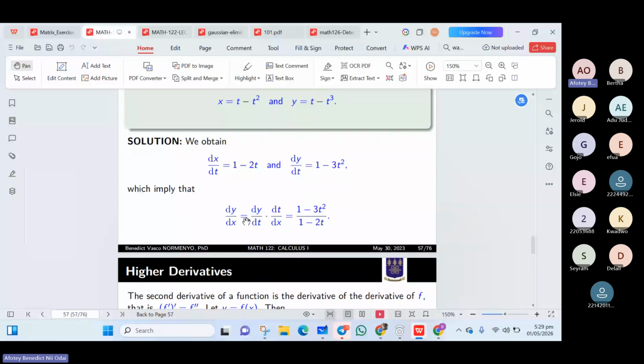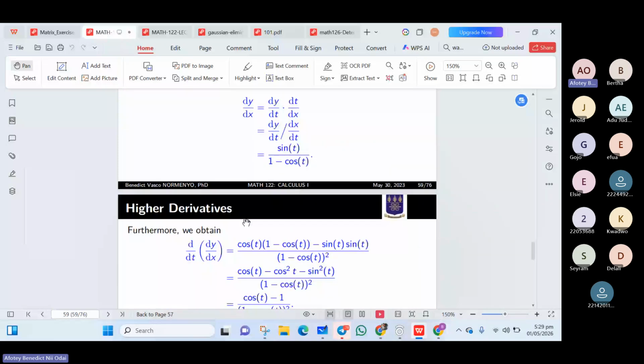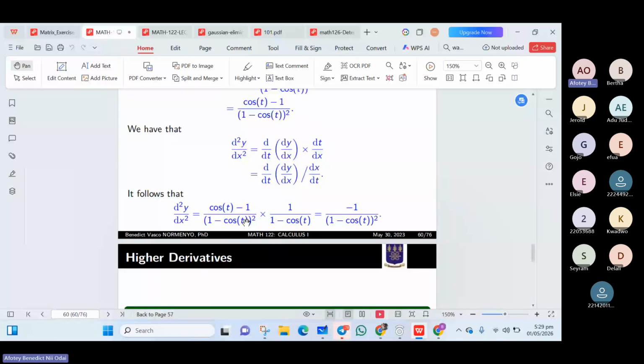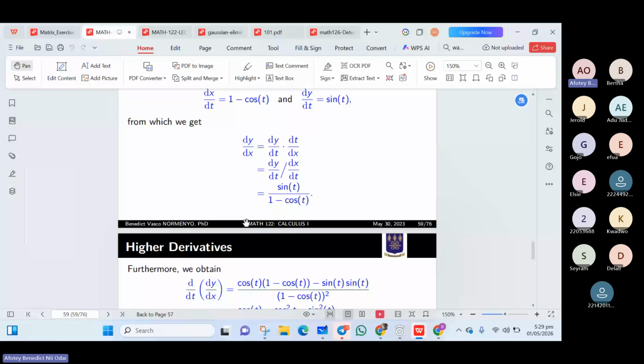I would have loved us to take a question on higher derivatives, but the solutions are so long and so crazy. So I'll not be taking any question on higher derivatives. I'll be sharing some solutions with us so that we can go through them ourselves. Okay. Please, are there any questions?